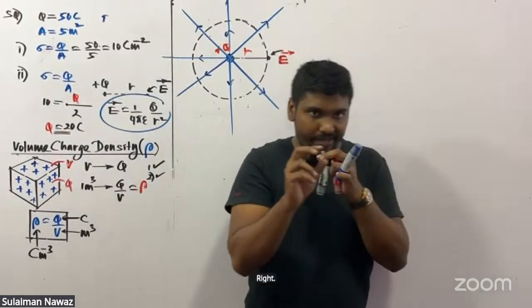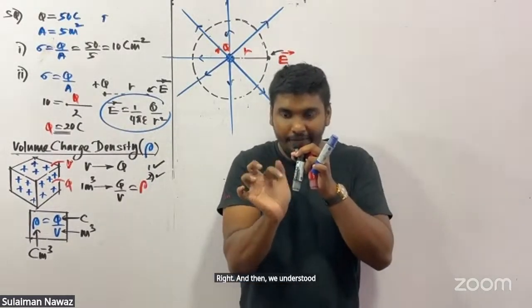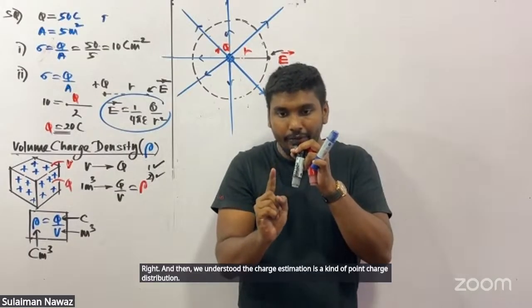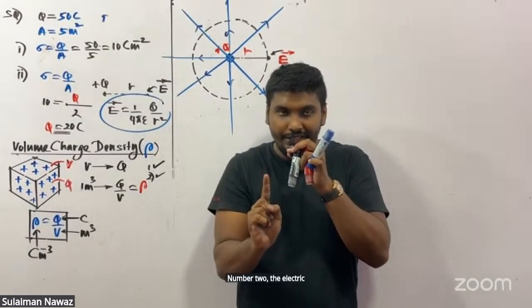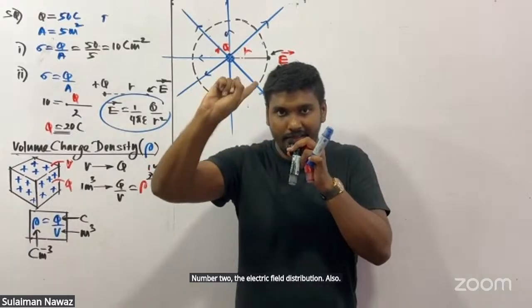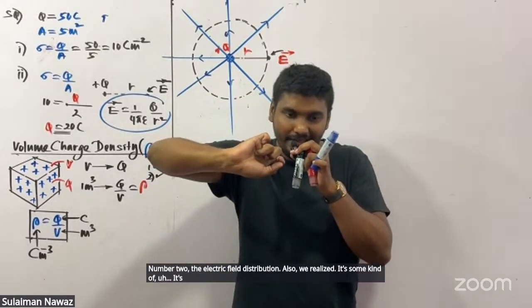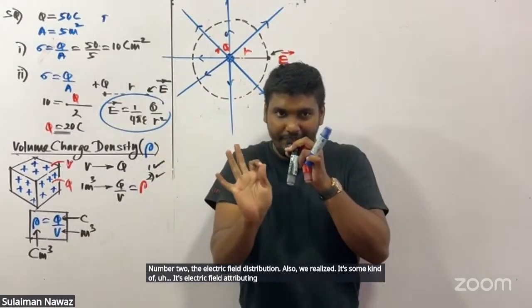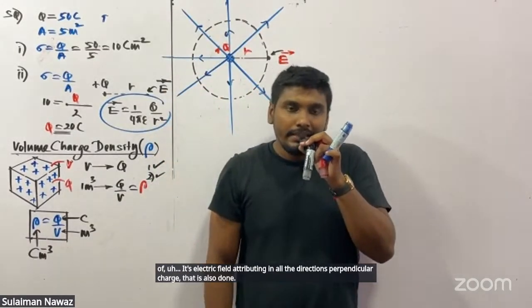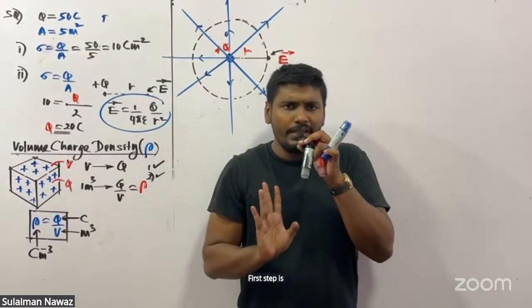Then we understood the charge distribution is a kind of point charge distribution. Number two, the electric field distribution, we also realized it is distributed in all directions, perpendicular to the charge. That is also done. Third step is select a Gaussian surface.